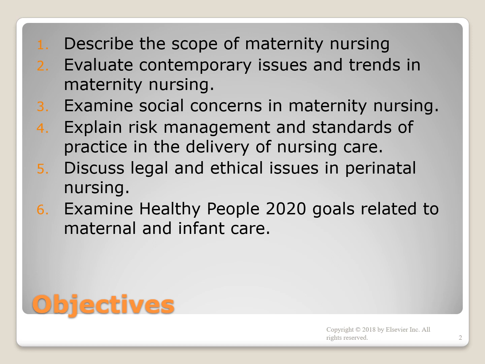First of all, our objectives are going to be to describe the scope of maternity nursing, evaluate contemporary issues and trends in maternity nursing, examine social concerns in maternity nursing, explain risk management and standards of practice in the delivery of nursing care, discuss legal and ethical issues in perinatal nursing, and examine Healthy People 2020 goals that were related to maternal and infant care, because as you can tell, we're in 2020 now. So Healthy People 2030, I suppose, has already started, but we will be discussing Healthy People 2020 goals.